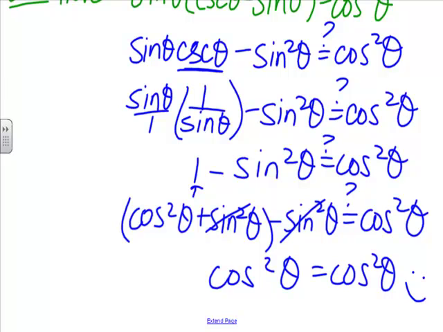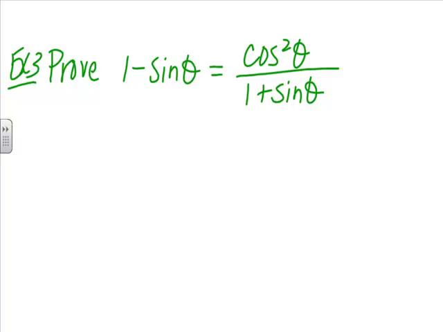Okay, 2 down, 2 to go. Next one: 1 minus sine theta equals cos squared theta over 1 plus sine theta. Start with a question mark. Hopefully you'll agree that this side is definitely looking a little yuckier, so I'll just drag this side along for the ride right now.